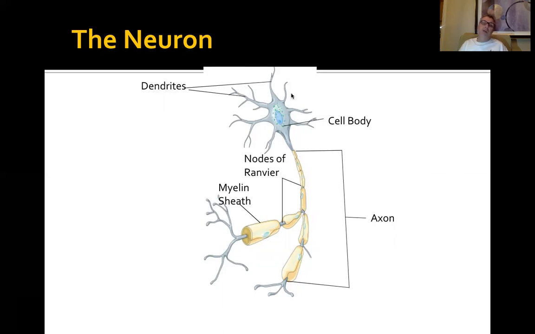So we have the dendrites, the receptors of the nerve cell. Those are going to be receiving either from the central nervous system, or they will be receiving a signal from another nerve cell. So that's where the signal comes in. And then we do have the cell body, which does contain the nucleus and all other parts of the cell that's needed.